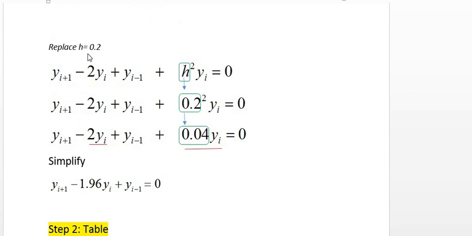Next we will replace the h value from the question. The question gives 0.2, so this is the formula that we got previously. This h we will replace with 0.2, so just put 0.2 here, and don't forget to square it because of the formula. Then after this we will simplify it. We have 2yi, and also we have yi here, so we just minus 2yi plus 0.04, so you will have minus 1.96yi. So this is the final equation that we will use for the BVP.